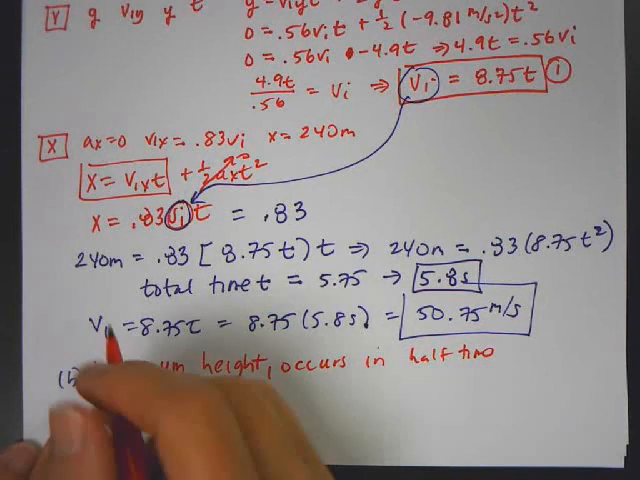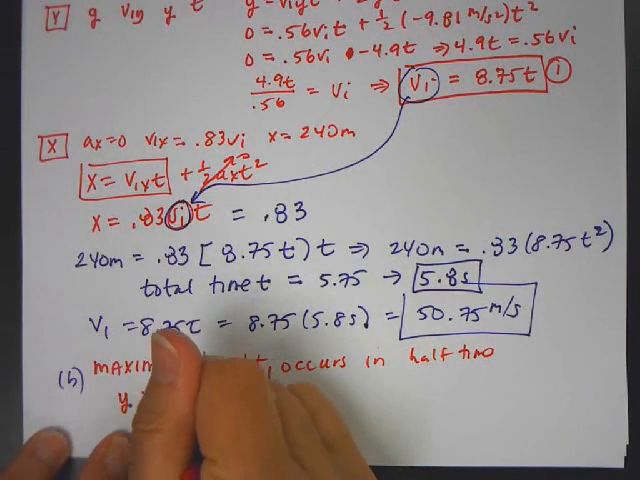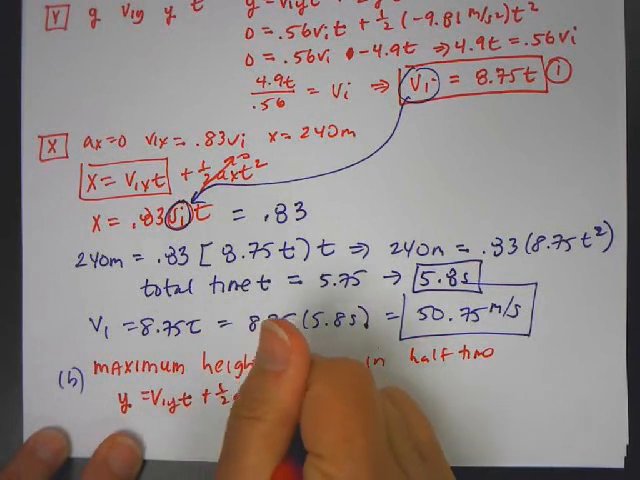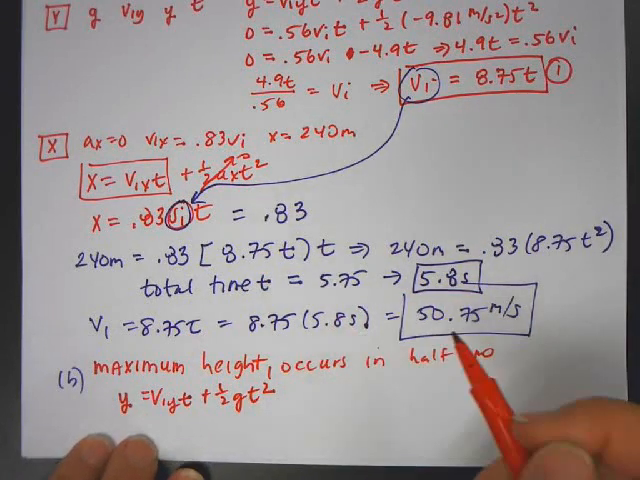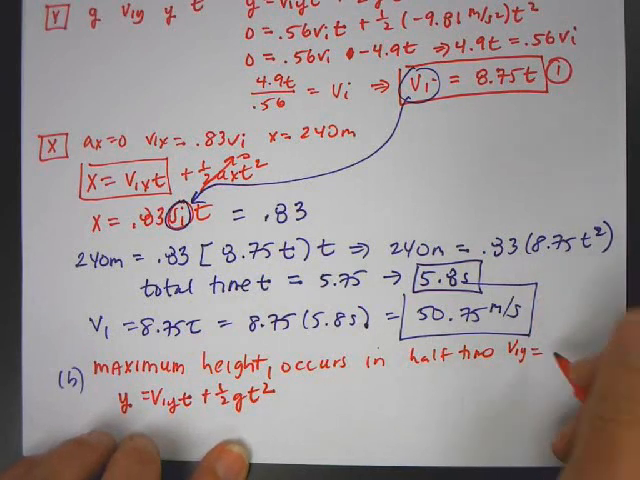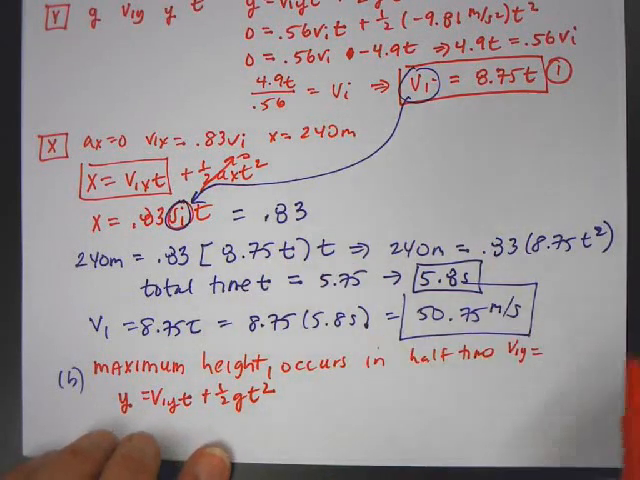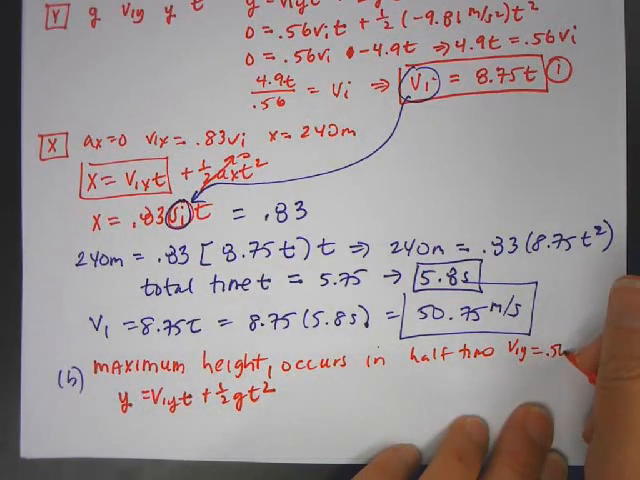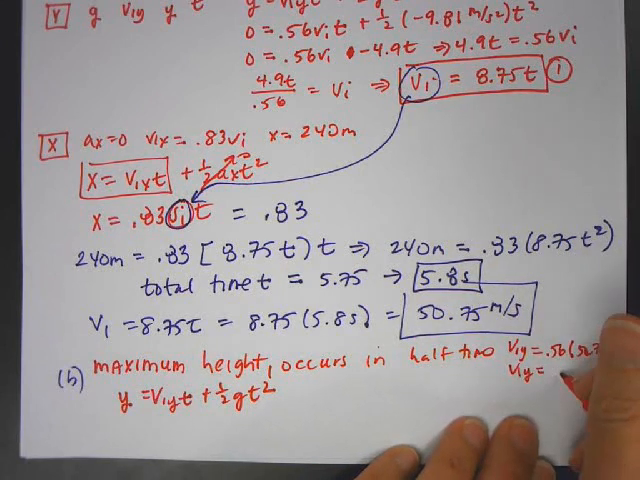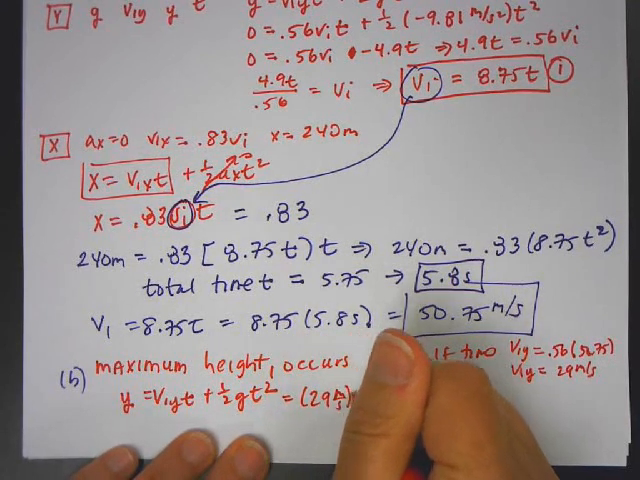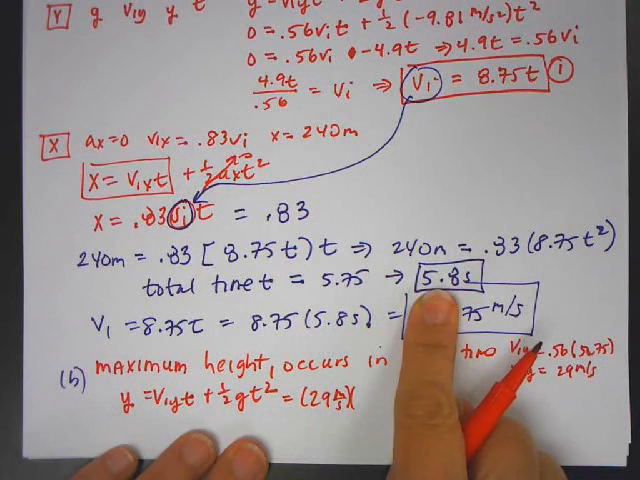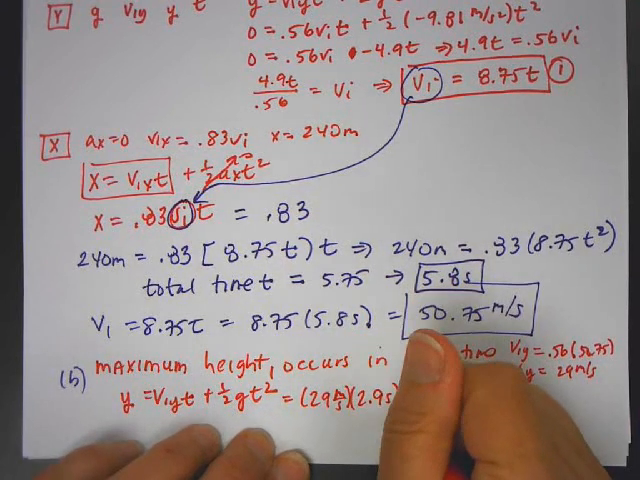So now to do this, I can use that same equation, y is equal to VIYT plus 1/2 GT squared. I have to find VIY. So let me go ahead and find VIY. So VIY, it's 0.56 VI. So 0.56 times 50.75. So VIY comes out to be about 29. So this is going to be 29 times half the time. So I take 5.8 and I divide by 2, and that's 2.9 seconds.